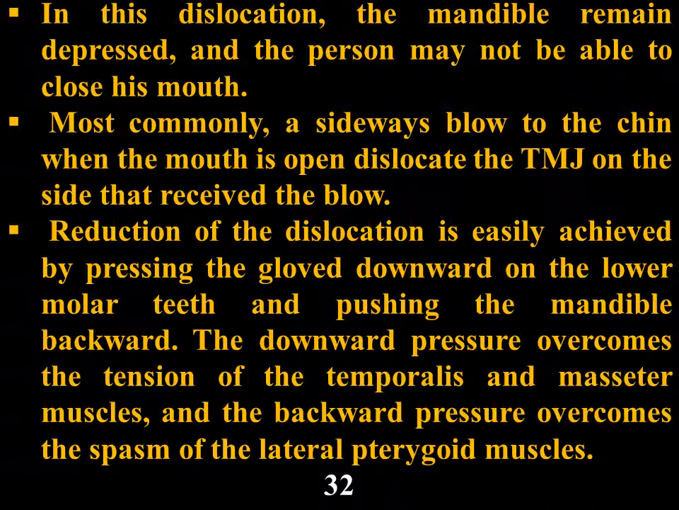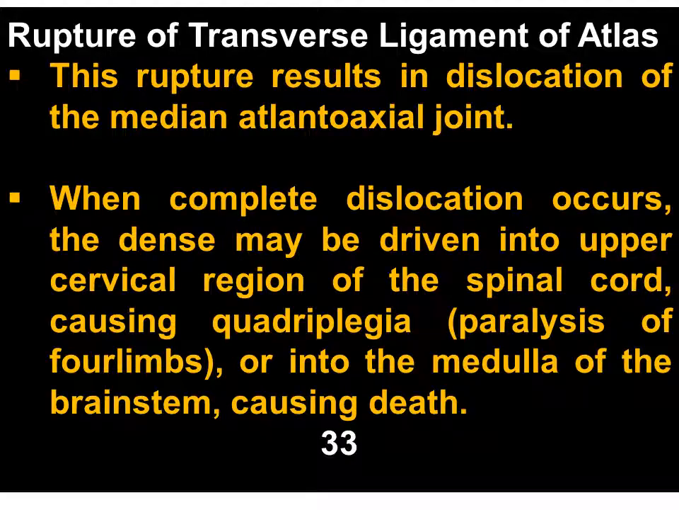Reduction of this dislocation is done by pressing the gloved thumbs down on the lower molar teeth and pushing the mandible backward. The down pressure overcomes the tension of the temporalis and masseter muscles, and the back pressure overcomes the spasm of the lateral pterygoid muscle.